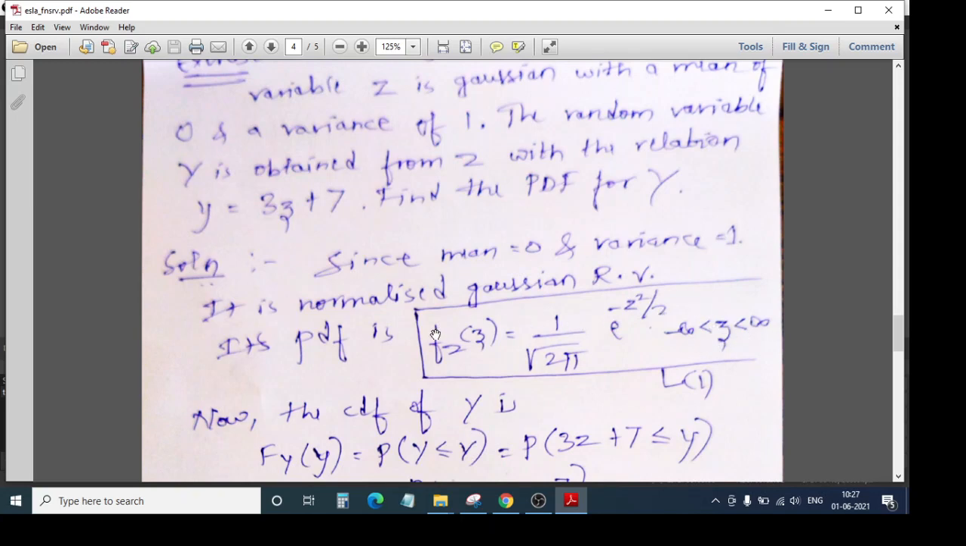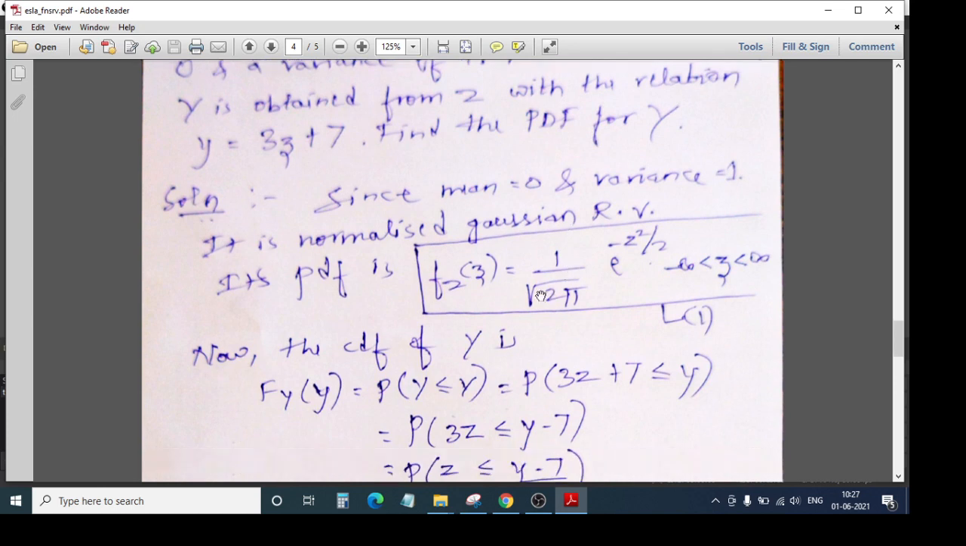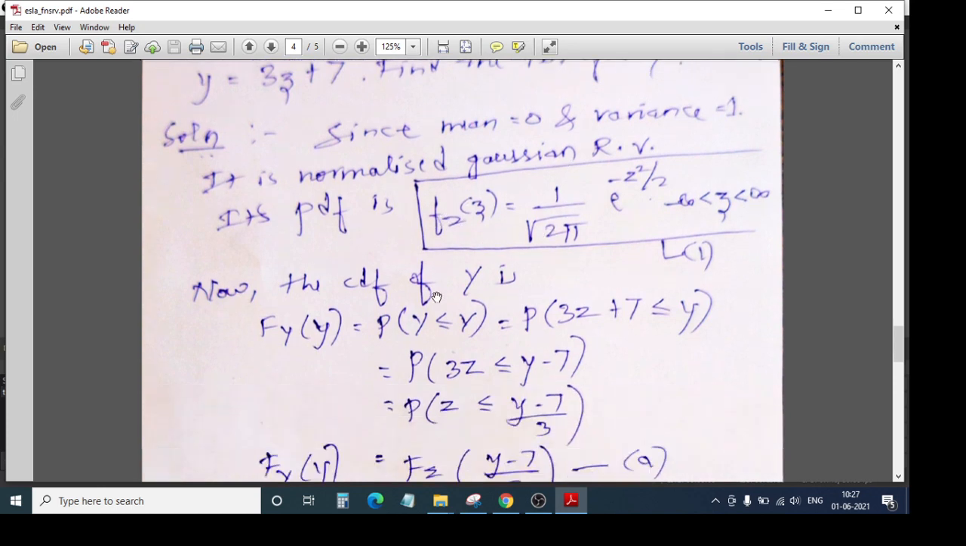So you need to remember this formula, friends. This is the PDF of a normalized Gaussian random variable. Please take care, normalized, when the mean is 0 and your variance is 1. Okay, so its PDF is there. We know its PDF already. So we need to find its CDF now.